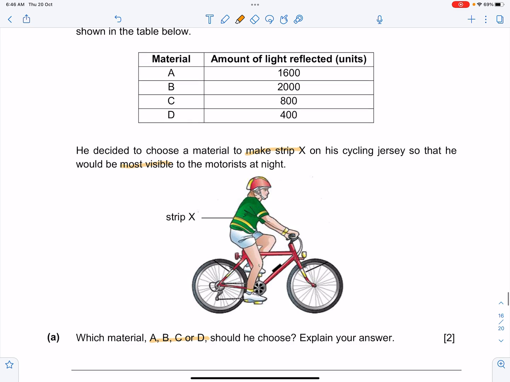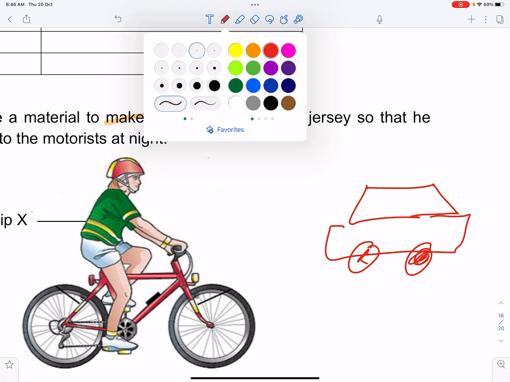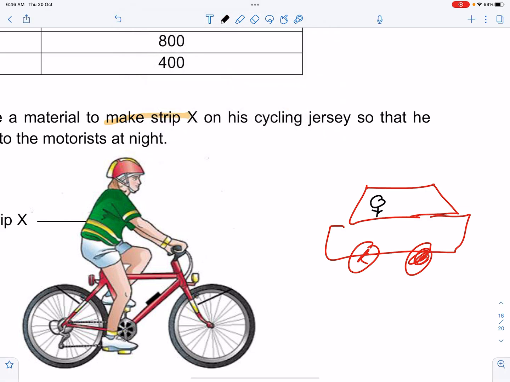So let's unpack it a little bit. He wants to choose a material whereby he can be seen, right? So you think about it: how does a motorist see the person? I'm going to draw a car, and then I have the person seated inside the car. These are his eyes. In order for him to see at night, the car will have headlights. So in order to see the strips, firstly, the headlights are the light source.